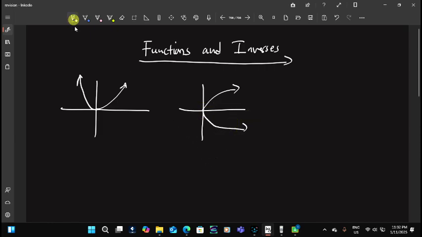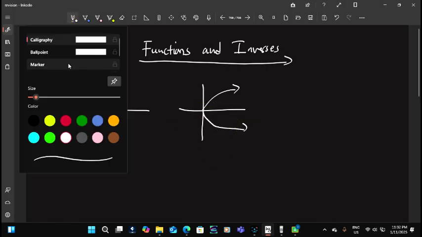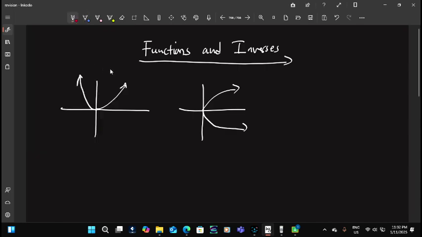okay, so how do we test if a curve or a graph is a function? If I draw a vertical line test like this, if the vertical line touches the curve once, therefore that is a function. If it touches it twice, therefore it is not a function. Now you know what is a function. So we are going to talk about functions and their inverses.